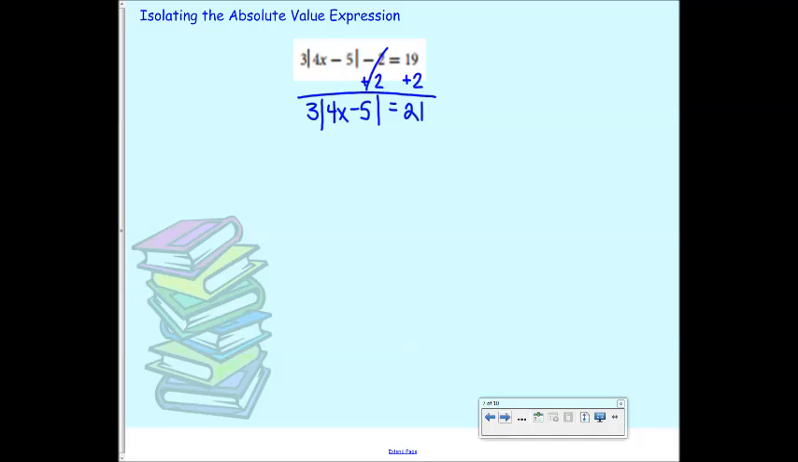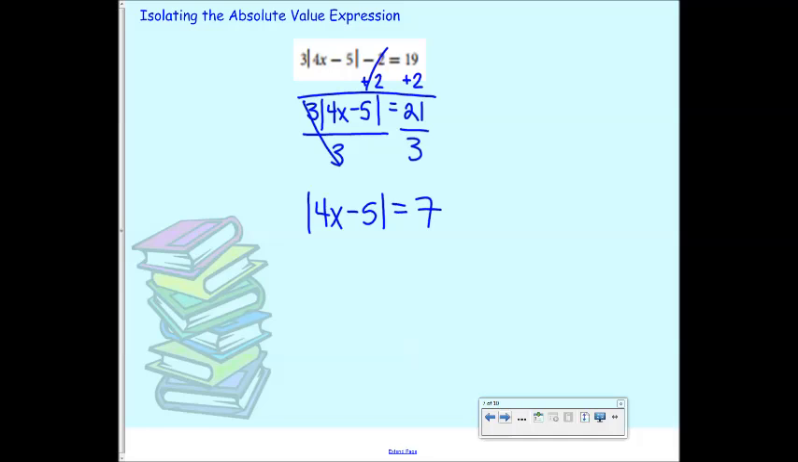So now I need to get rid of this 3. And again, if we remind ourselves that absolute value symbols act kind of like parentheses, then there's no symbol in there. When it's right next to a parentheses, we assume that it's multiplication. So to get rid of that 3, I'm going to divide on both sides. And I end up with 4x minus 5, the absolute value of that, equals 7. And now I have an absolute value expression by itself on the left side.